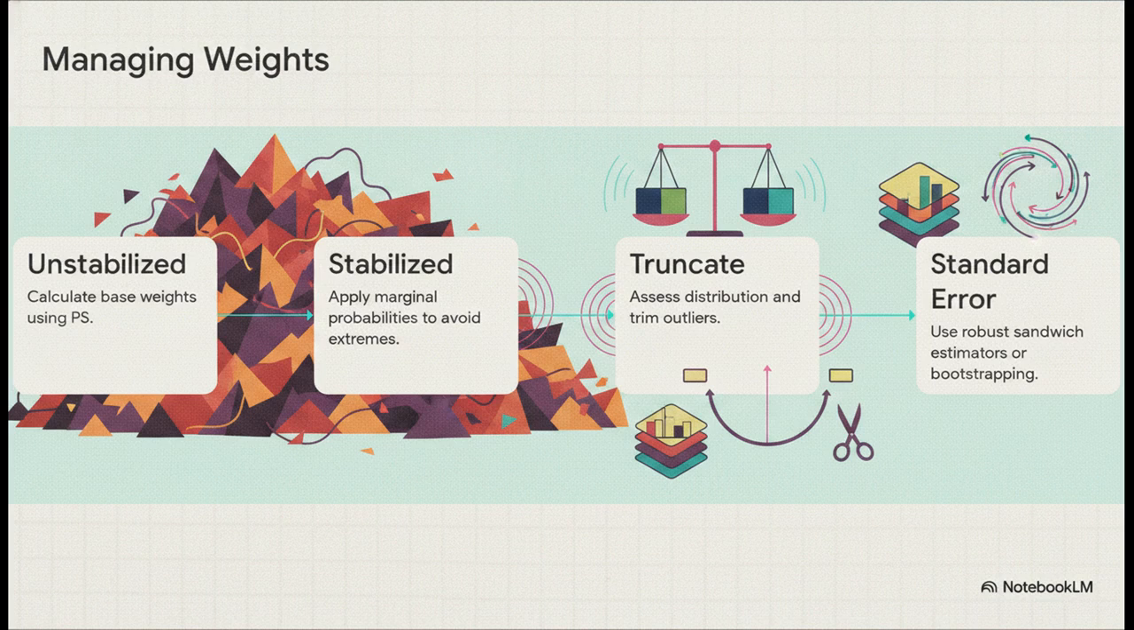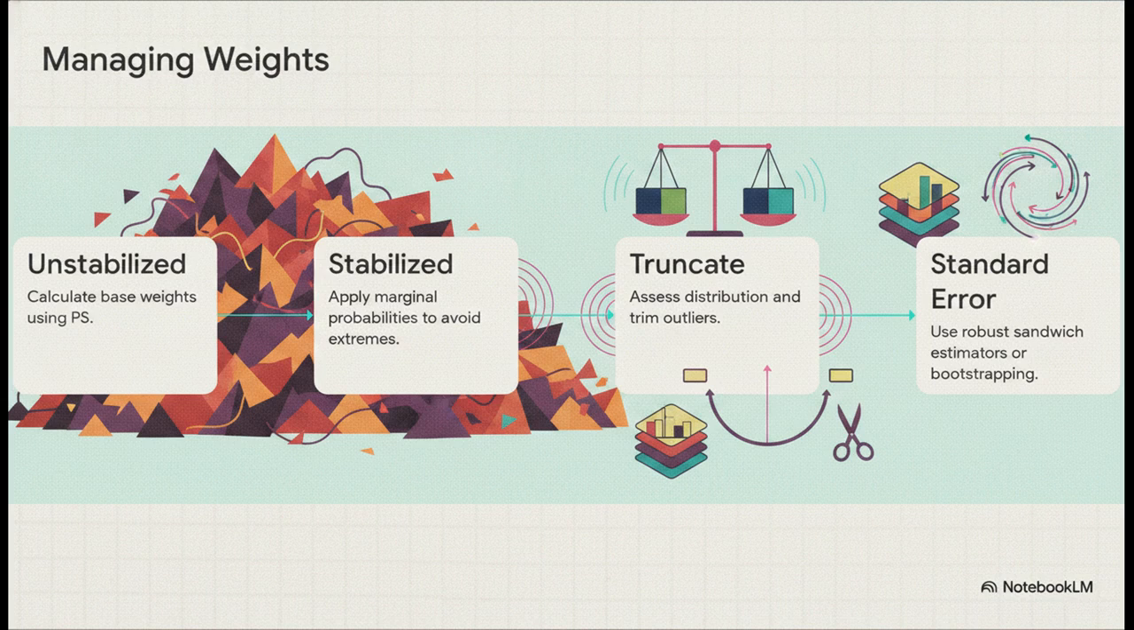Therefore, you must apply stabilized weights. This involves placing the marginal probability of treatment into the numerator of the weight formula, which shrinks extreme values. Even then, you should meticulously assess the weight distribution before running your outcome models. If you still have extreme weights, you need to apply weight truncation, typically capping them at the 1st and 99th percentiles.